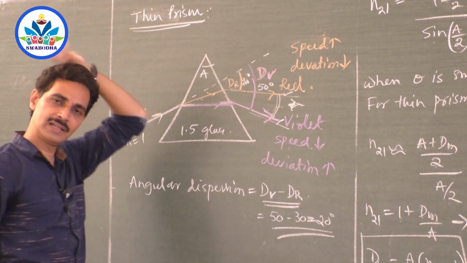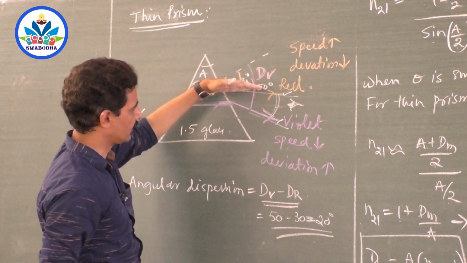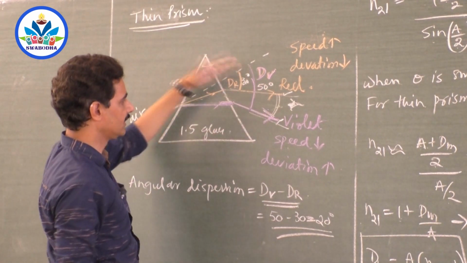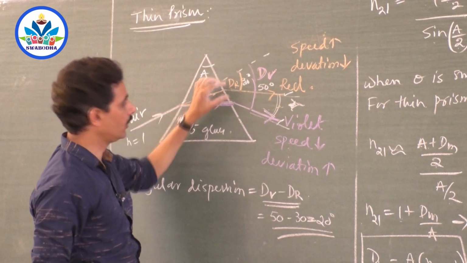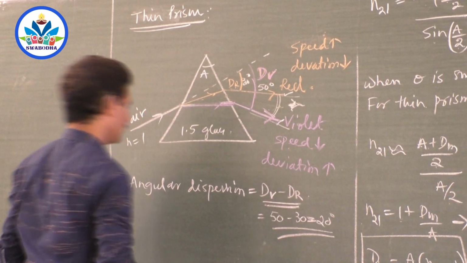It is the difference in the deviation of the two colors. What is the deviation for violet? What is the deviation for red? Get the difference. Or what is the deviation for blue? What is the deviation for yellow? Get the difference. At what angle yellow and blue are seen? That is the angular dispersion.